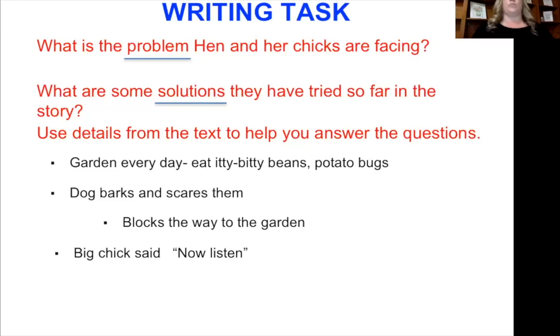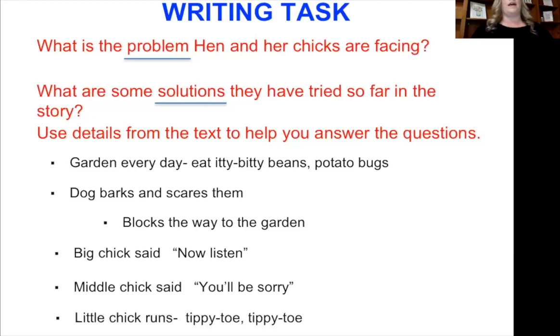Big Chick attempts to reason with the dog by saying, "Now listen," but the dog cannot be reasoned with and scares Big Chick away. Next, Middle Chick threatens the dog by telling it, "You'll be sorry." The dog is not scared and barks again, scaring Middle Chick away. Last, Little Chick decides that she wants to help, so she runs tippy-toe, tippy-toe before anyone can tell her not to. All of these details tell about the problem and potential solutions from the text that could answer the question.